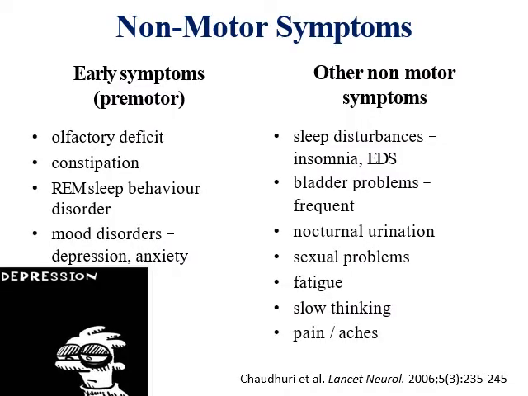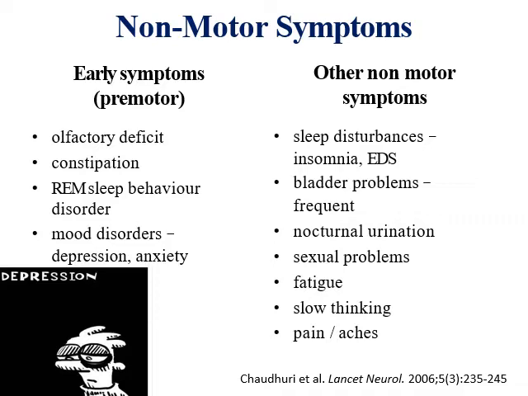Besides motor symptoms, people with Parkinson's also experience non-motor symptoms which can be very disabling as well. Examples of non-motor symptoms which can occur early in Parkinson's, possibly before the motor symptoms appear, include olfactory deficit, where patients with Parkinson's may complain of the loss of sense of smell. Also constipation, rapid eye movement, or REM sleep behavior disorder, and that is where patients may act out their dreams.